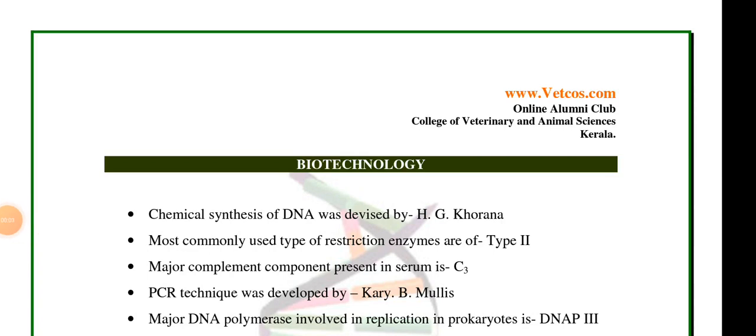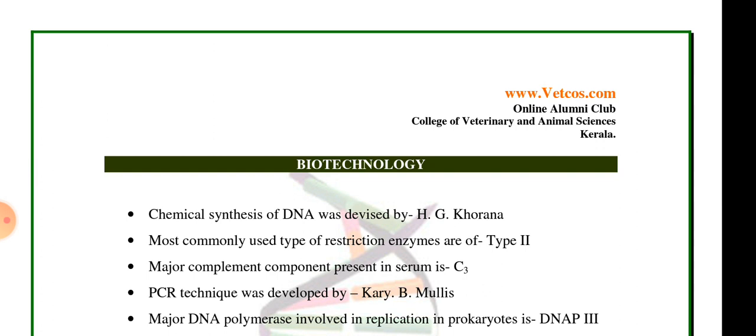Veterinary biotechnology. Chemical synthesis of DNA was devised by Har Gobind Khorana, a Nobel Prize winner. Most commonly used type of restriction enzymes are of type 2. Major complement component present in serum is complement C3. PCR technique was developed by K.B. Mullis or Kary B. Mullis.